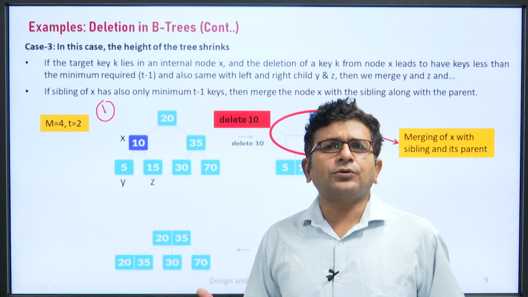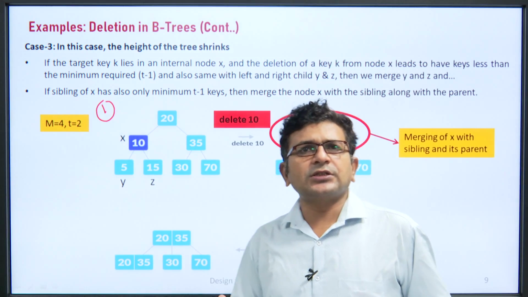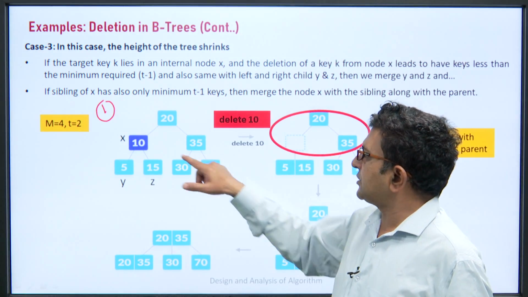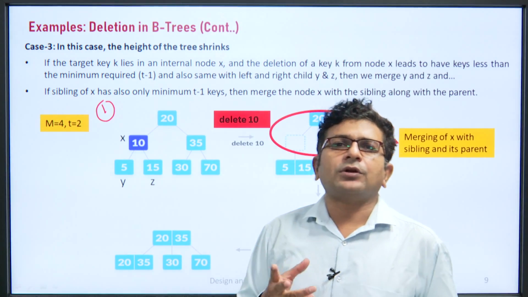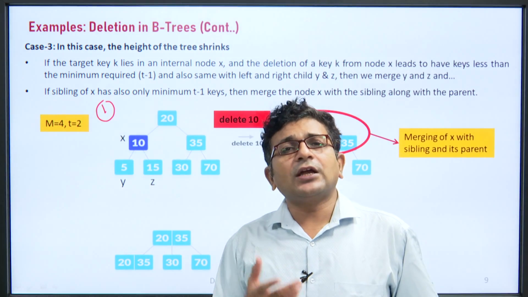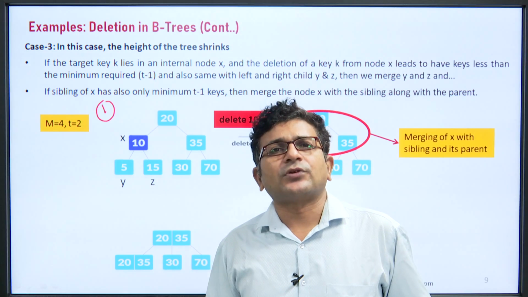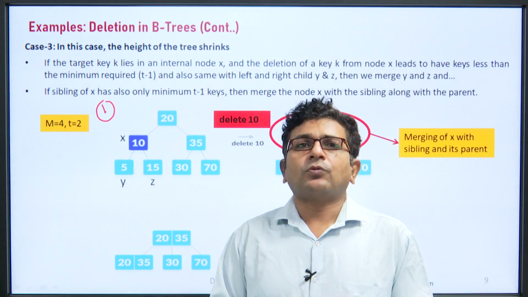Then again, what can we do? We can look for its sibling also. So, its sibling is what? 35. The sibling is also having only the minimum keys. So, again we cannot perform the borrow operation from the sibling also. So, what can we do?